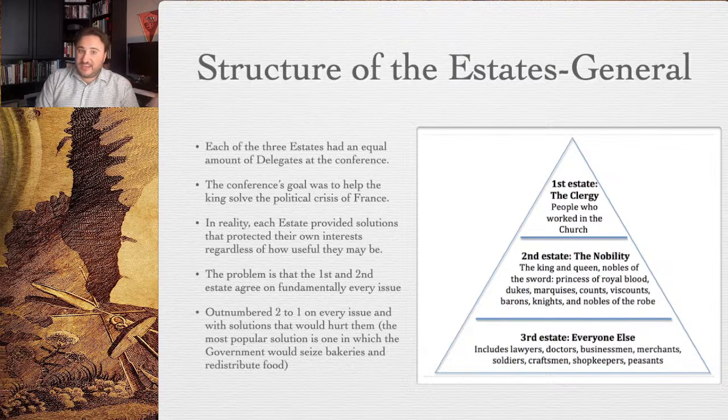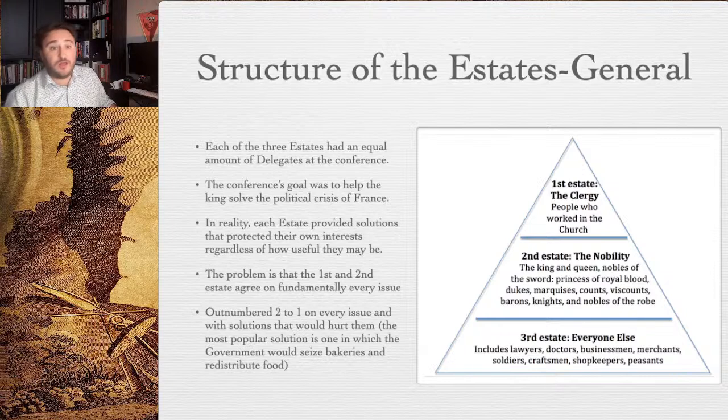The king doesn't need a fair solution. The king doesn't need an equitable solution. He needs a quick solution. A solution that works in his mind, number one. Number two, he needs it fast. The fact that the deck is stacked against the Third Estate isn't a bug, it's a feature. Right? That's the point. The point is to get a solution in and out as quickly as possible, and it's a win-win for the king.